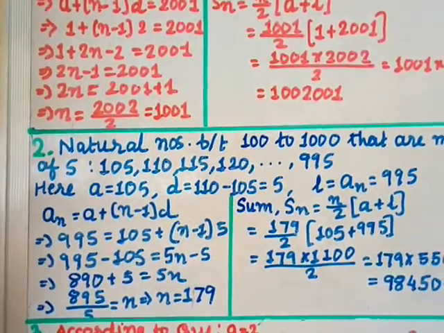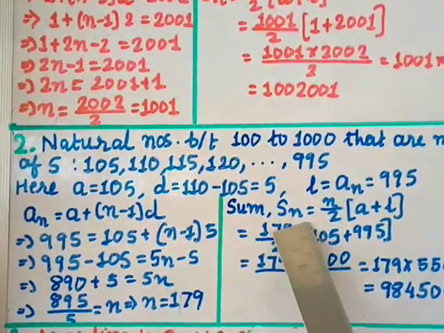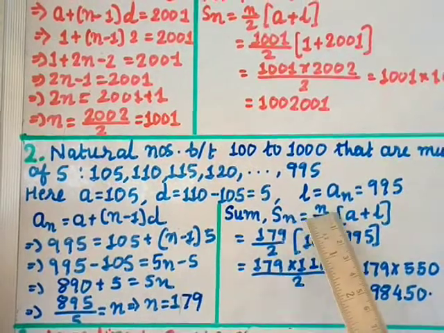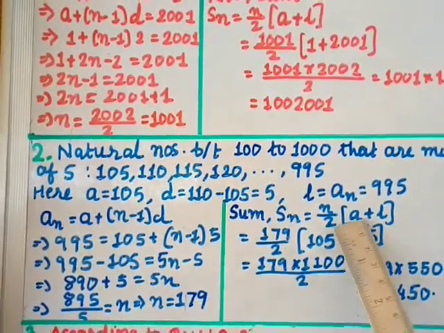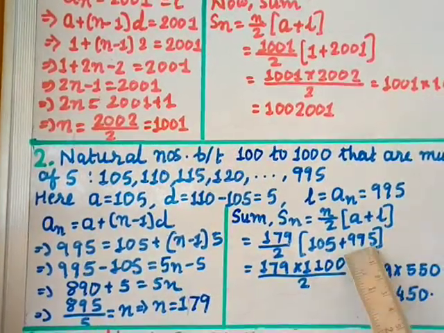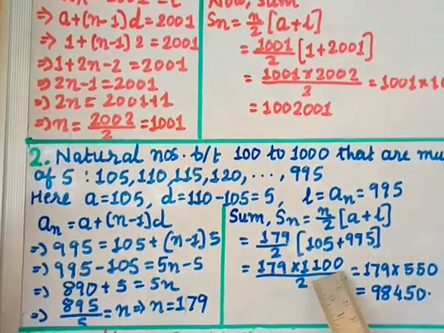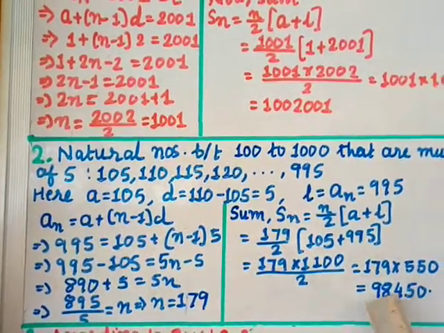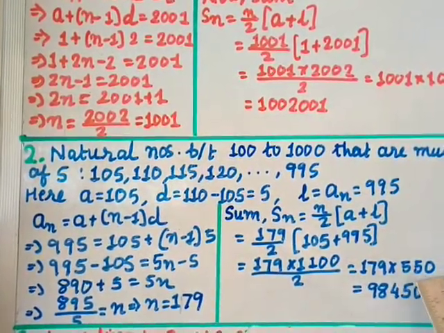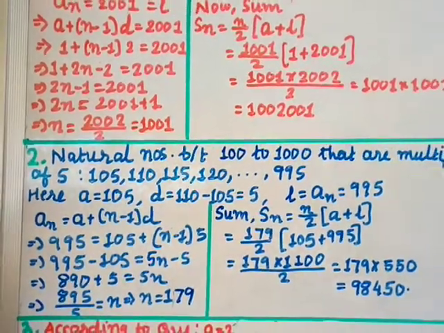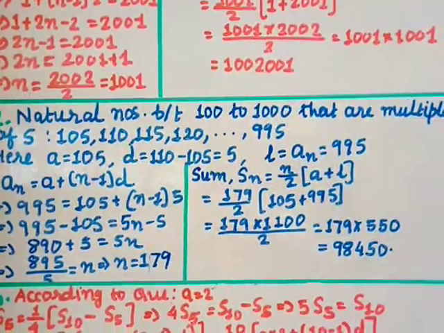We found the n value, now we find the sum. So sum Sn equal to n by 2 into a plus L equal to n value is 179 divided by 2, a is 105 plus L is 995. Okay, this sum is 1100 and 179 as it is divided by 2. Find the division, you get here 179 into 550, the product is 98,450. So that is the solution for question number 2.